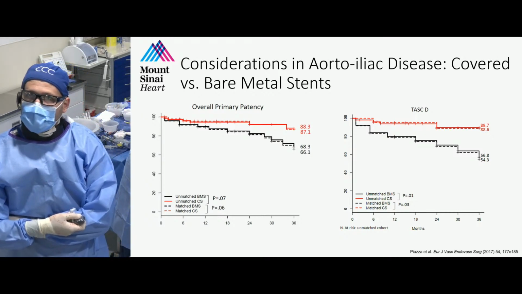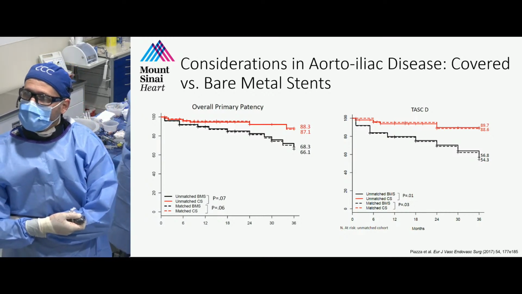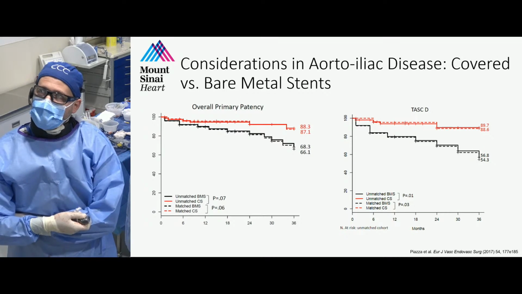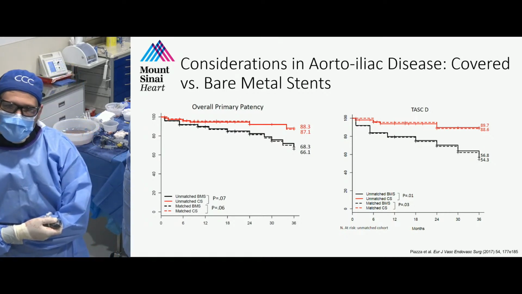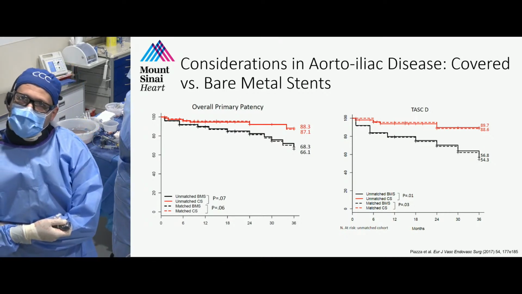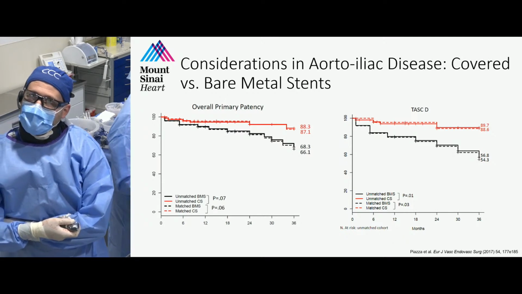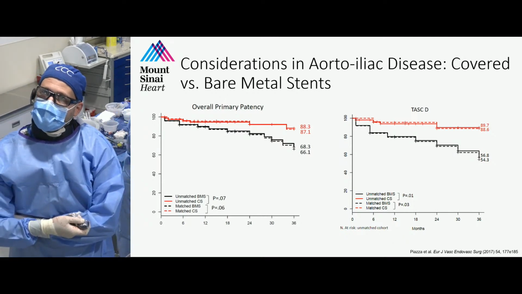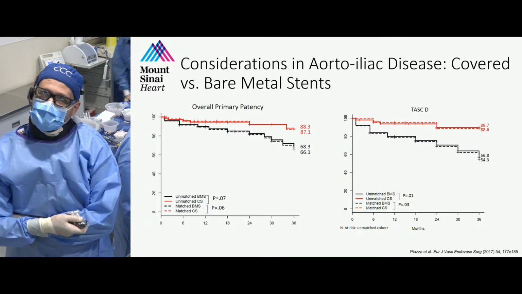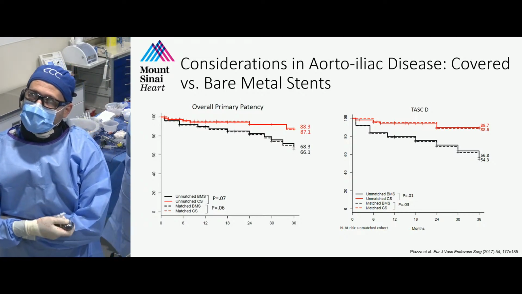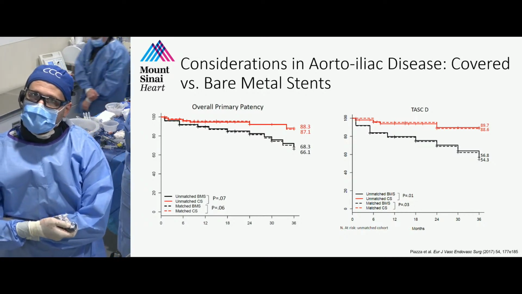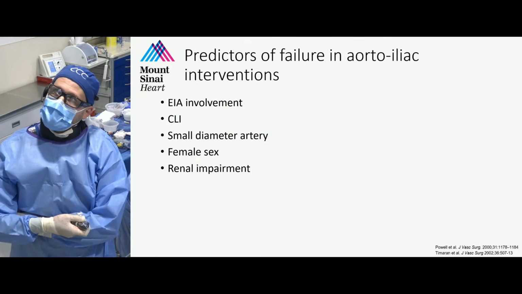Again, this is backed up by observational data as well. This was another cohort study that looked at patency of covered versus bare metal and stratified by lesion complexity. And we especially see the difference in patency when we get to the more complex lesions. So again, for more complex lesions, we're reaching for covered stents.